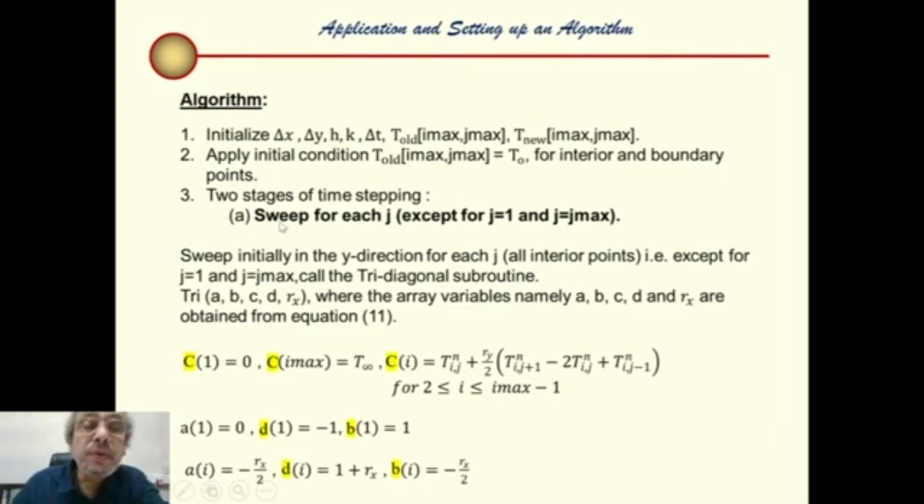Now two sweeps, for each j except for j equal to 1 and j max. For each j we form the tridiagonal matrix. So we sweep initially in the y direction for each j, except for j equal to 1 and j equal to j max, as we have said. We are going from j equal to 2 to j max minus 1. For each j we are forming the tridiagonal matrix.